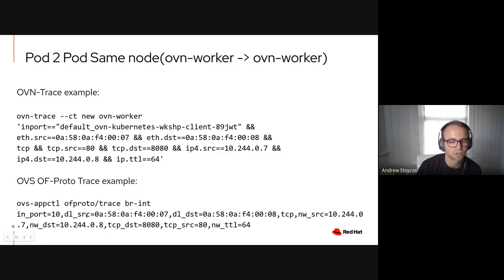The dl_src relates to the MAC source. dl_dst is MAC destination. Those are the same as for the OVN trace, and that is the same as for the nw_src and nw_dst, source and destination IPs. So let's check out how we can find what this in_port number is going to be.